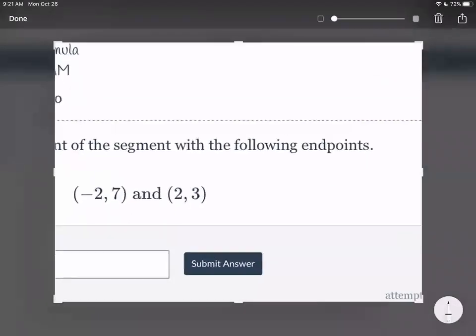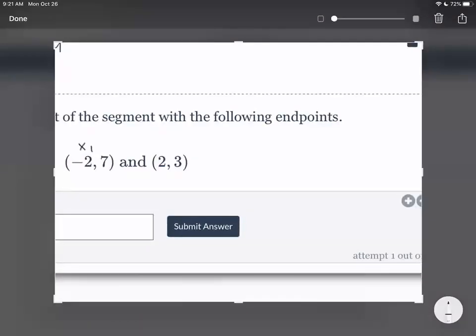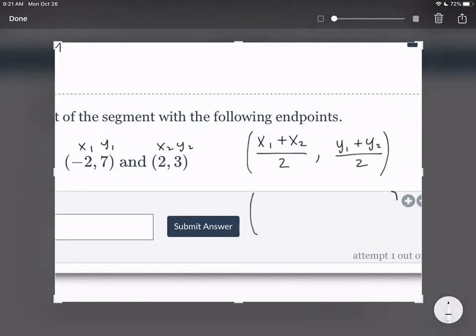So let's label this as our x1, y1, x2, y2, and then we have our formula: x1 plus x2 divided by 2, just add together the x values. y1 plus y2 divided by 2, just add together the y values. So let's do it. Our x values, let's add it together. Our x1, -2, plus our x2, 2, divided by 2, comma, y1, 7, plus a y2, 3, divided by 2.